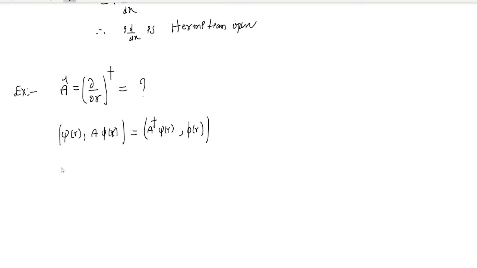Then try to write this in terms of integration form. Here the operator is ∂/∂r, acting on φ(r). So that equals the integral from 0 to infinity, since here r is the radial coordinate and the integration limits vary from 0 to infinity.